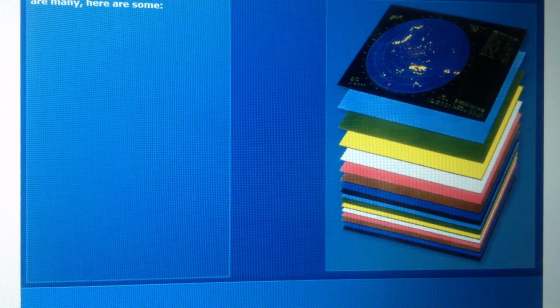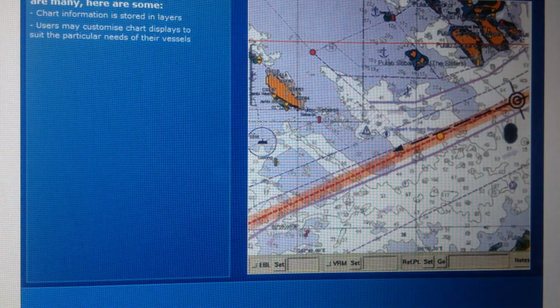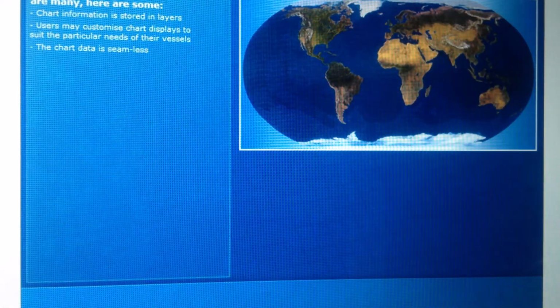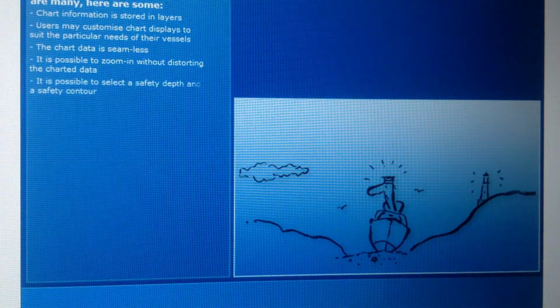Advantages of vector charts are many. Here are some. Chart information is stored in layers. Users may customize chart displays to suit the particular needs of their vessels. The chart data is seamless. It is possible to zoom in without distorting the charted data. It is possible to select a safety depth and a safety contour.